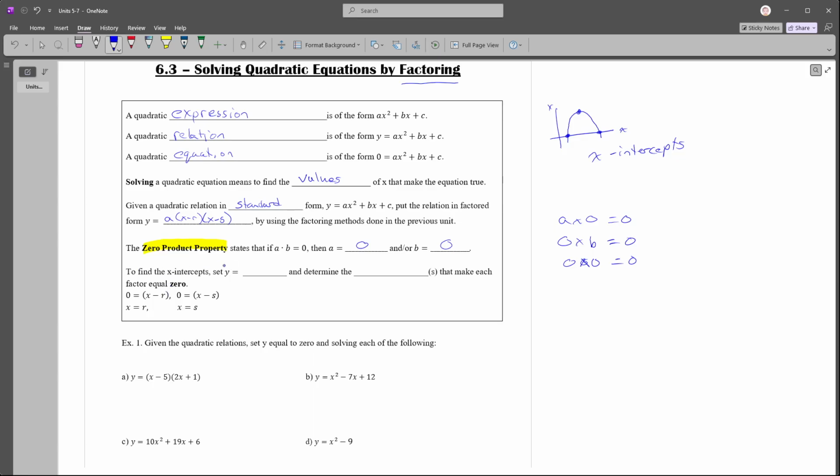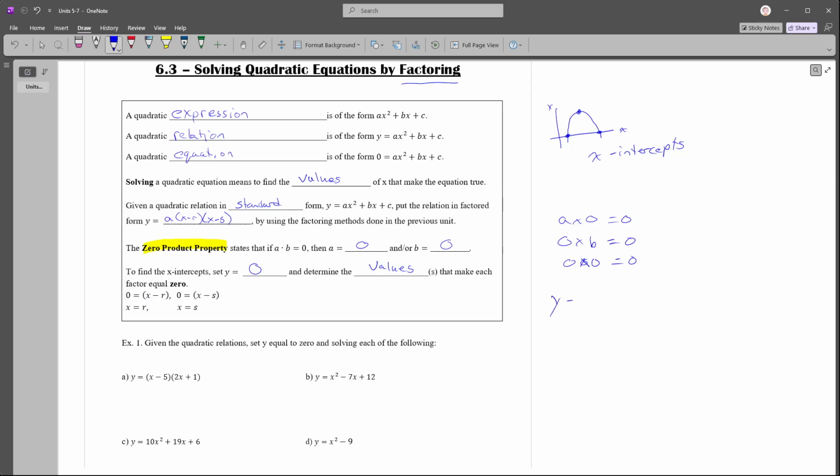In order to find the x-intercepts, we're going to take our quadratic relation and just set y equal to 0. And then we're going to determine the values that make this factor equal to 0. We're basically going to find the values of x that make this equation true. Now, how are we going to do that? We're going to do that by setting each factor equal to 0.